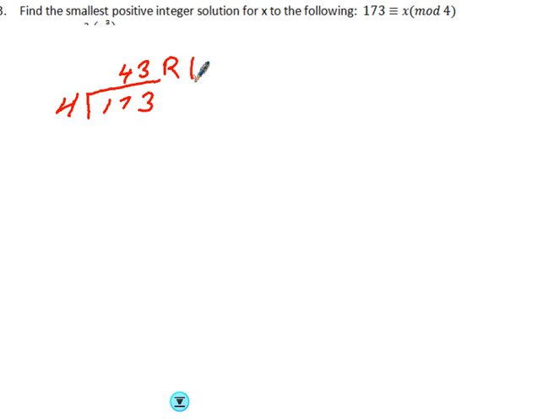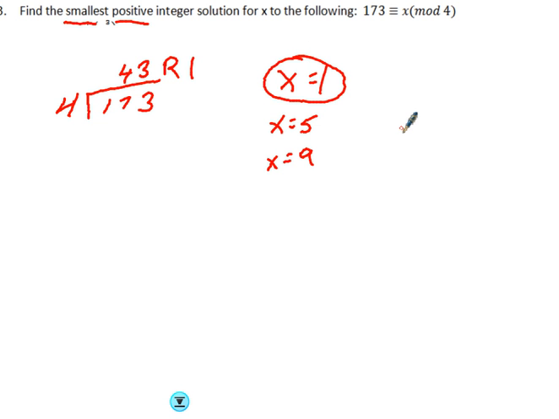Well, that means you can go 43 times around in groups of 4 with just one little number left over. So that x value is actually going to be 1. The remainder is what that smallest integer could be. There's other answers that this could be. X could also be 5, x could also be 9, anything that would have a remainder of 1 when you divide by 4, but the smallest positive integer would be 1. So that's the one we're looking at for that one.